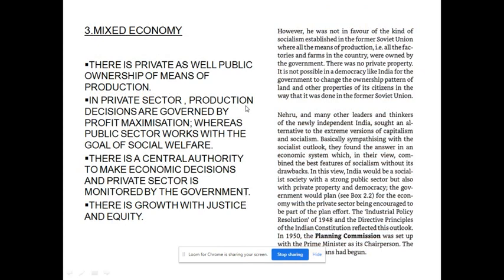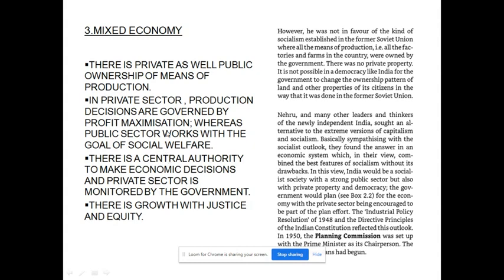So I hope you have understood the two systems, the capitalist and the socialist systems of economy. Now, as already the introduction to the mixed economy has been stated, the mixed economy is therefore an economy where there is private as well as public ownership. As already just stated, that is coexistence of the two sectors, the market and the government coexist together. There is private as well as public ownership of resources, means of production in private sector, but the production decisions are governed by profit maximization, which is the feature of capitalism, whereas public sector works with the goal of social welfare, as this is the feature of socialism.